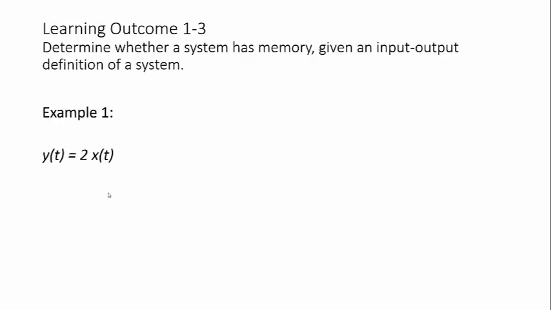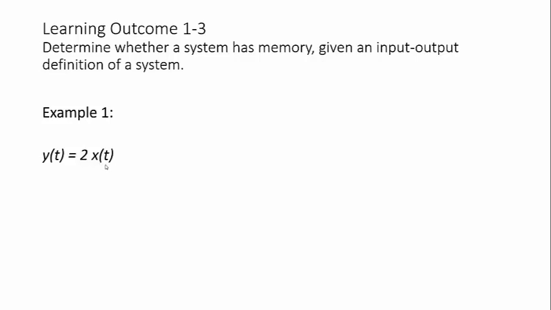Example 1. Here's your first example of a mathematically defined system. Y of t equals 2x of t. We talked about this being an input-output definition of a system, and notice here we see the input, and here we see the output. So this is how we give an input-output definition of a system. Is this a discrete or continuous definition of a system? Because our variable is t, we know this is for continuous time.